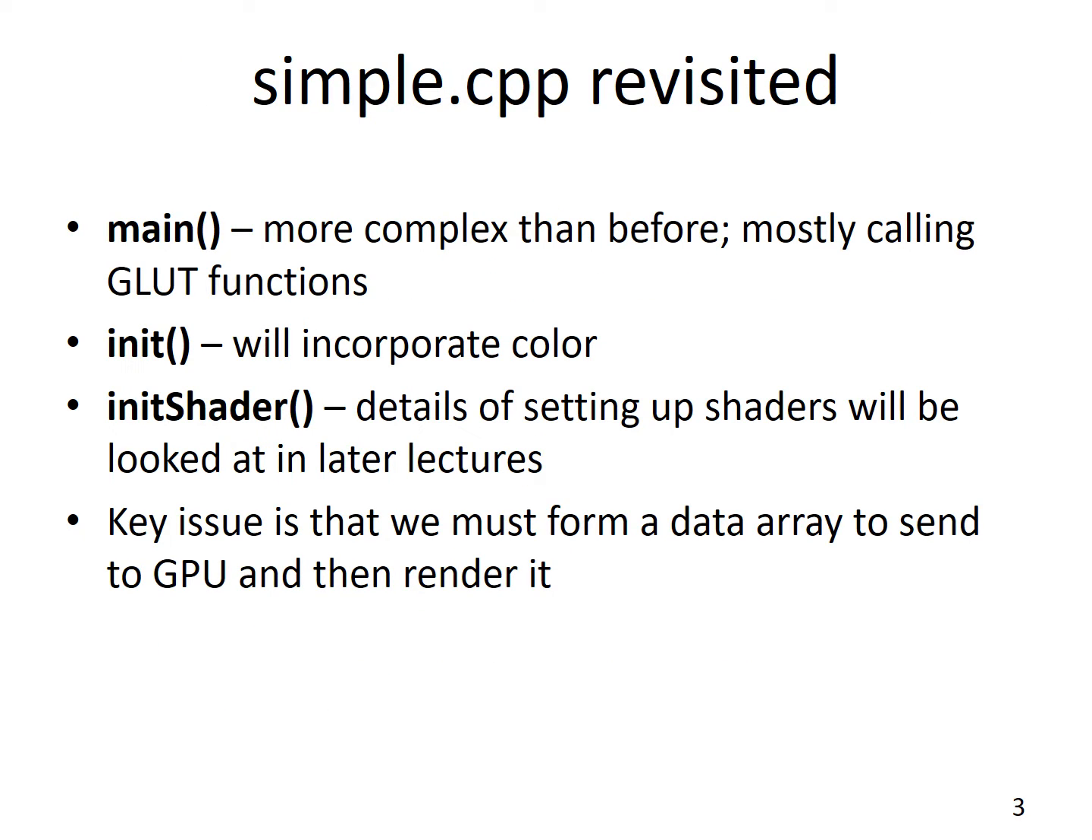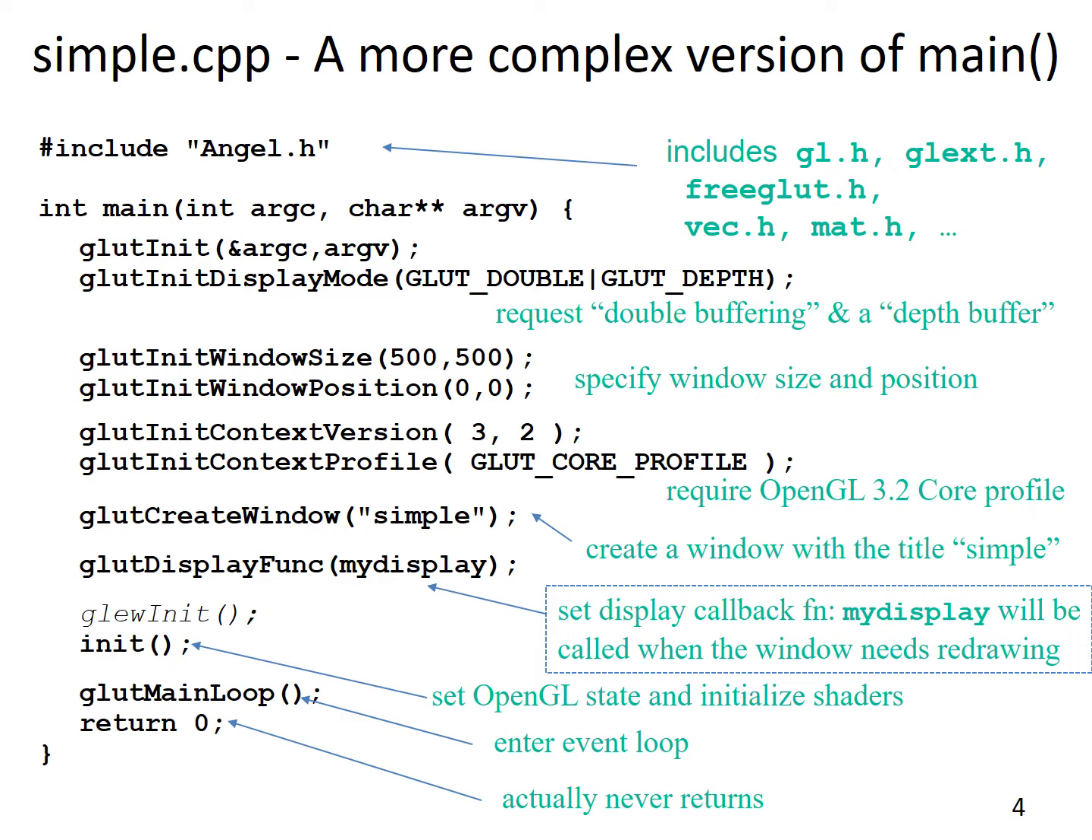Let us revisit the simple.cpp program again. However, this time the main function will have added complexity, mostly calling glut functions. The init function will incorporate color. The initShader function we will see in detail later. The key issue is that we must form a data array to send to the GPU and then render it. Here is a more complex version of simple.cpp. Angel.h will also include gl.h, glext.h, freeglut.h, vec.h, mat.h, etc.